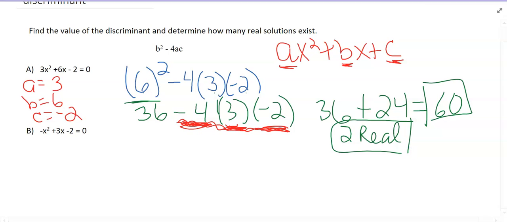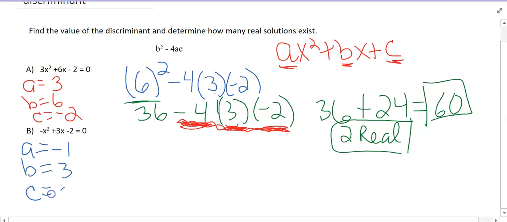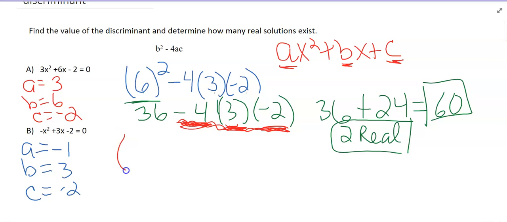Let's look at example B. A, in this case, equals negative 1, B equals 3, and C equals negative 2. Plug in, I get 3 squared minus 4 times A times C.